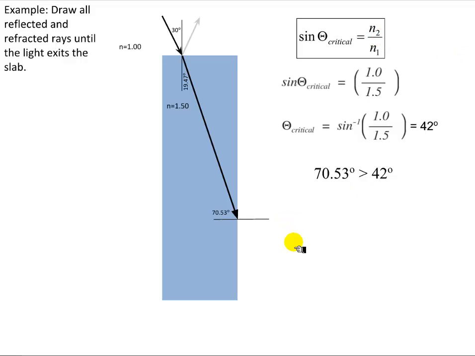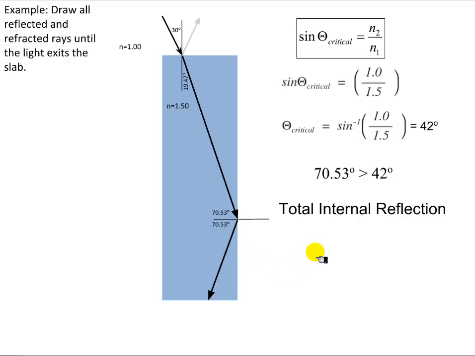Remember, N2 is what we're trying to go into. We're trying to go into air, so that's 1.0. We're coming from the glass, which is 1.5, and we find a critical angle of 42 degrees. Well, our angle there of 70.53 is greater than this 42 degrees. So that means we're not going to get any refraction. We're instead going to get total internal reflection. So this ray of light will reflect instead of refracting.